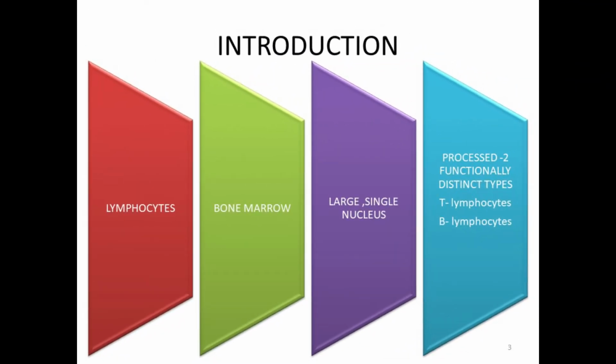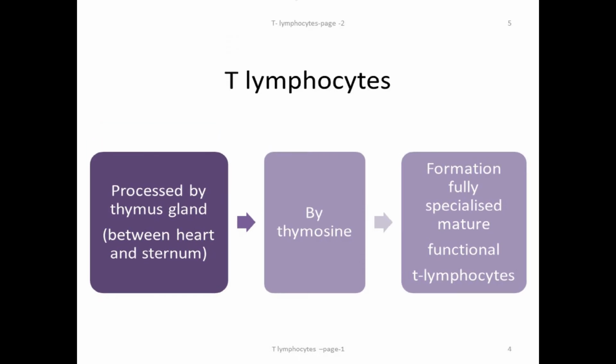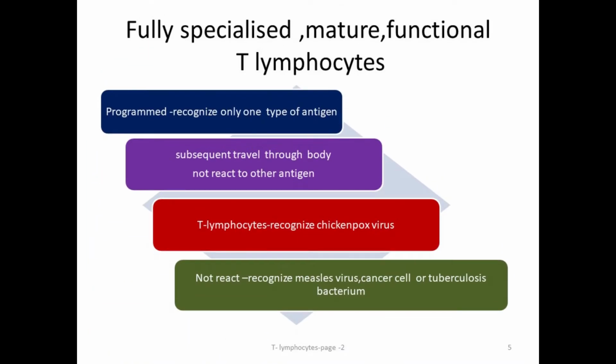Lymphocytes are produced in the bone marrow, which has the large single nucleus, and processed into two distinct types called T lymphocyte and B lymphocyte. Firstly, the T lymphocytes are processed in the thymus gland, which is situated between the heart and the sternum, by the enzyme called thymosin, which leads to the formation of fully specialized mature functional T lymphocyte. This mature T lymphocyte is programmed to recognize only one type of antigen.